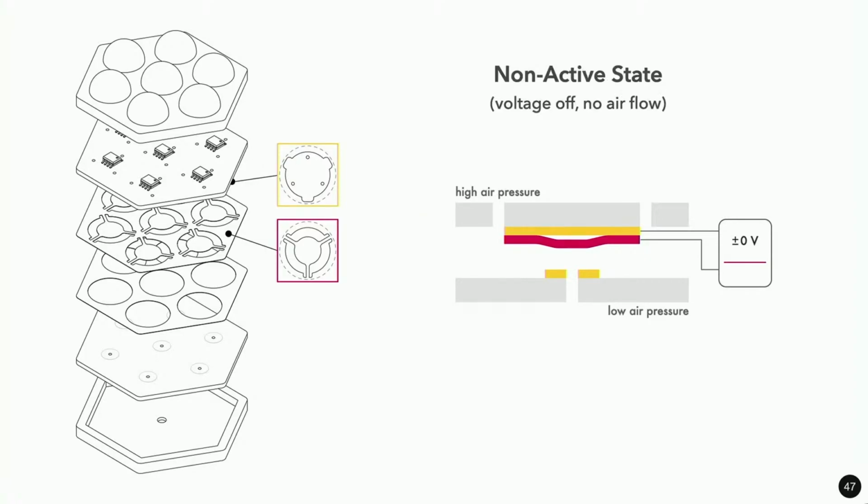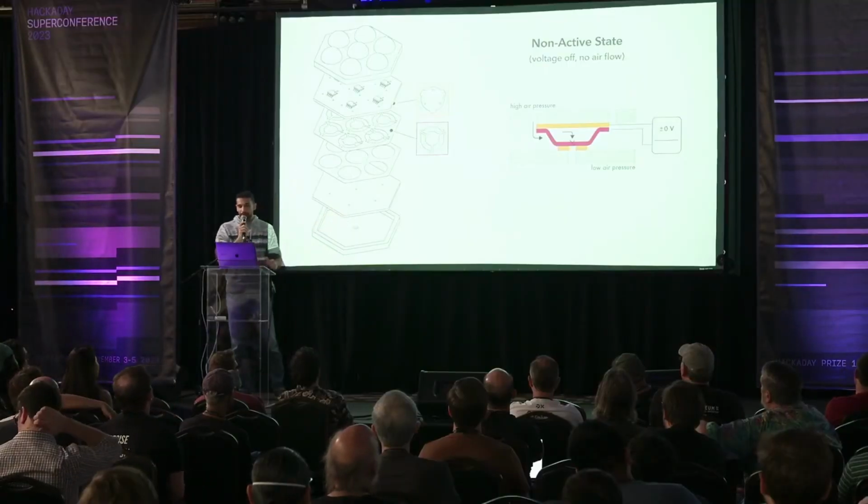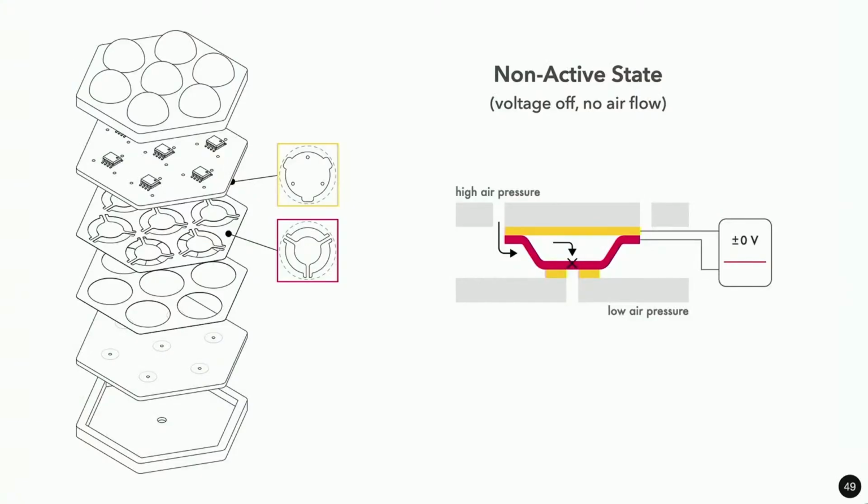So in the non-active state, when there is no airflow, the voltage is off, let's say we apply a vacuum to this system. So we've got high air pressure on top, we've got low air pressure on the bottom. What happens naturally is that that mylar diaphragm gets pulled down flat against the valve outlet. And that stops airflow. So this acts kind of like a check valve if you've worked with those before. So no air can flow here.